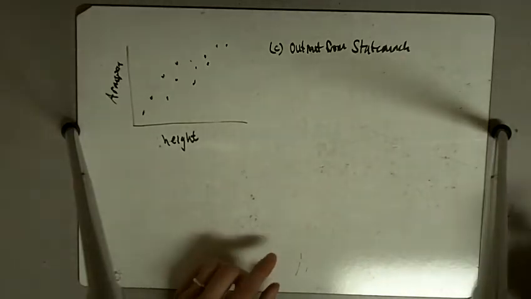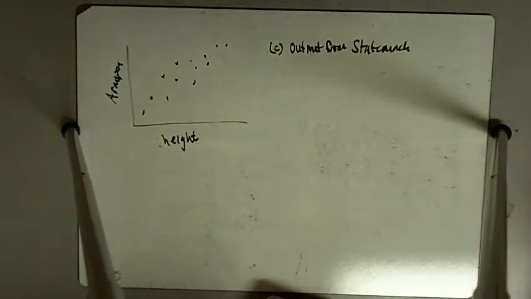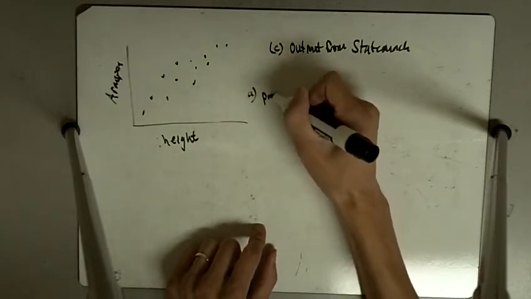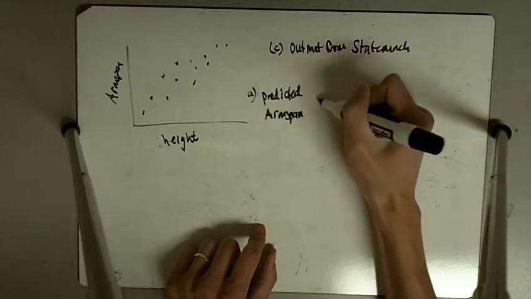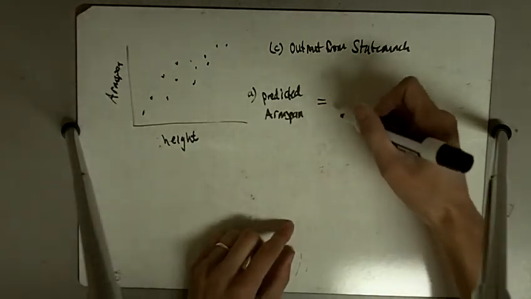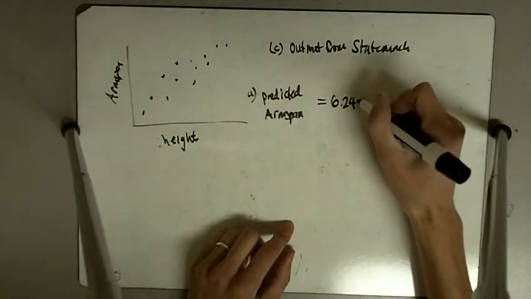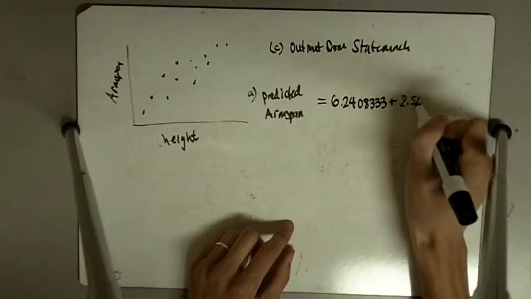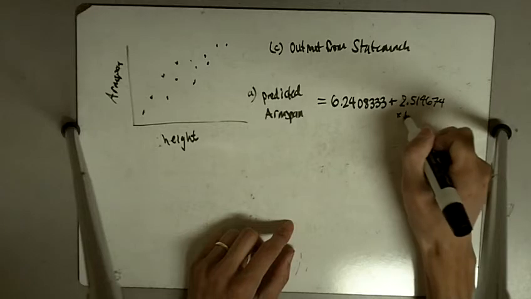And so the output from StatCrunch. Part A says report the equation for predicting arm span from height. Use words such as arm span, not just X and Y. So from StatCrunch, our predicted arm span is equal to, and the equation is like that third or fourth line there. It says arm span is equal to 6.240833 plus 2.514674 times the height.